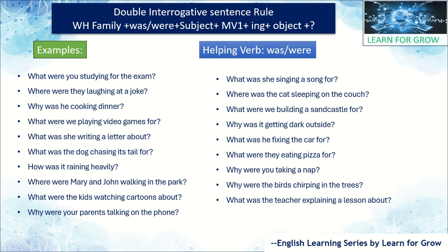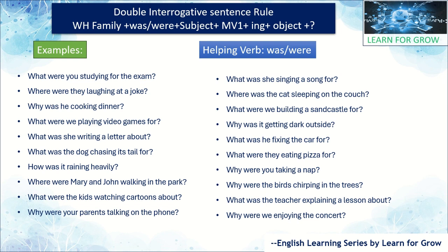What was the teacher explaining a lesson about? Why were we enjoying the concert? These are the examples of double interrogative sentences in past continuous tense. From these examples, what we have noticed is here we need to first put a WH family word, after that helping verb, then subject, main verb 1 plus ing, object, and at the end a question mark. This is the double interrogative sentence structure and examples.